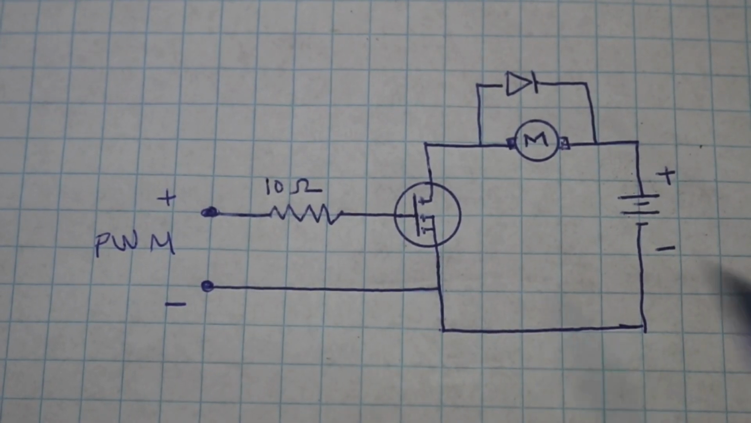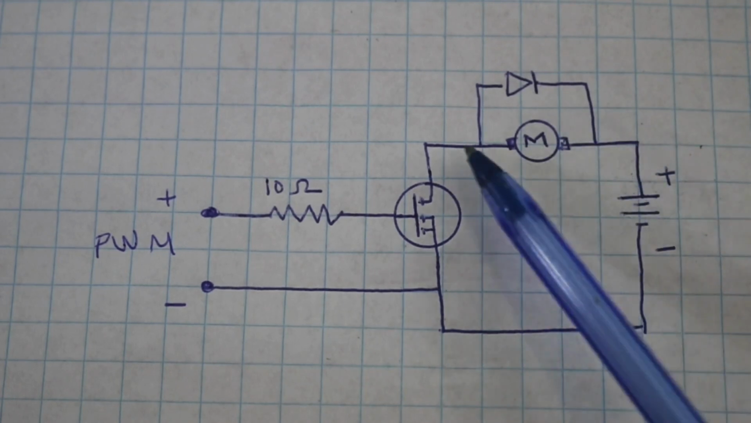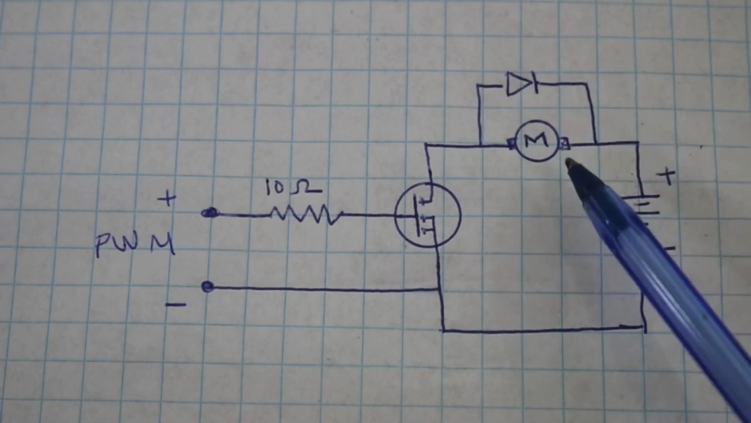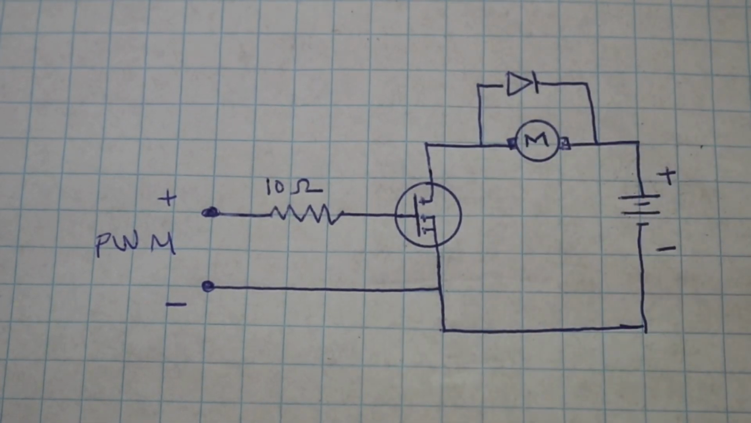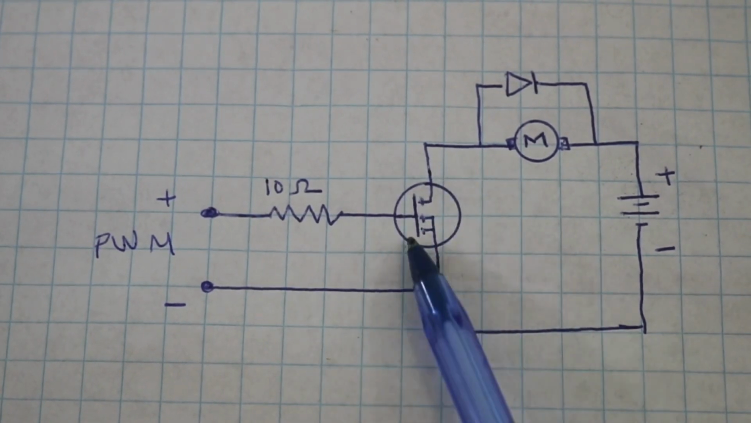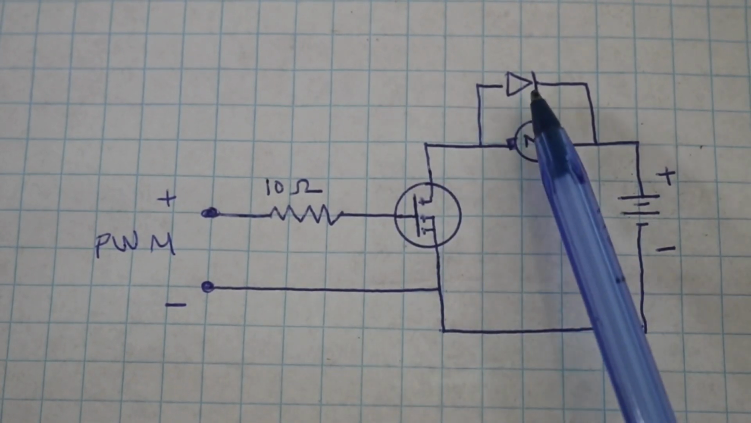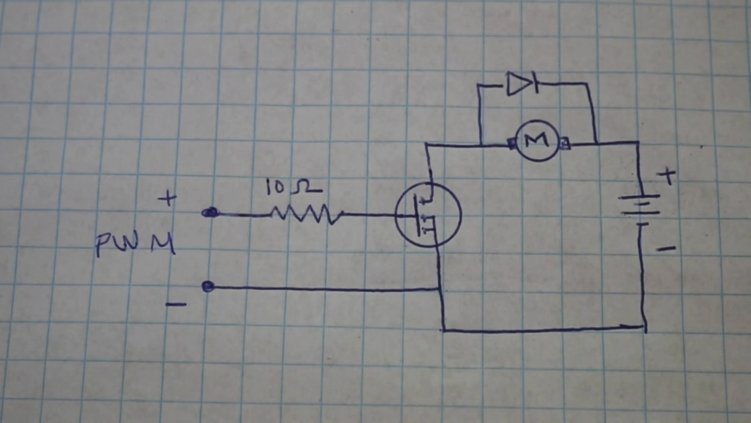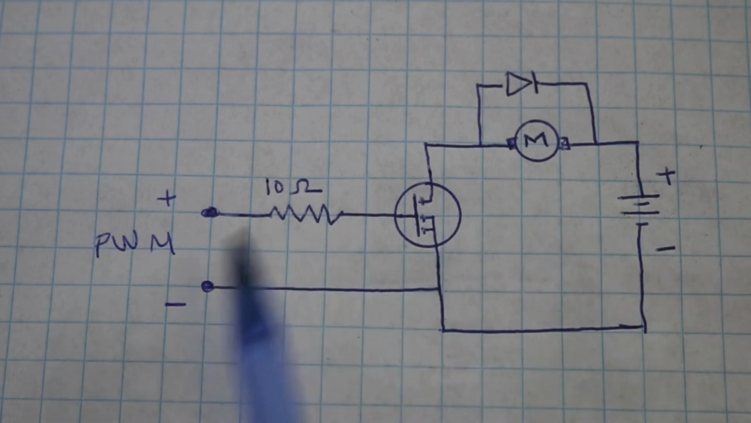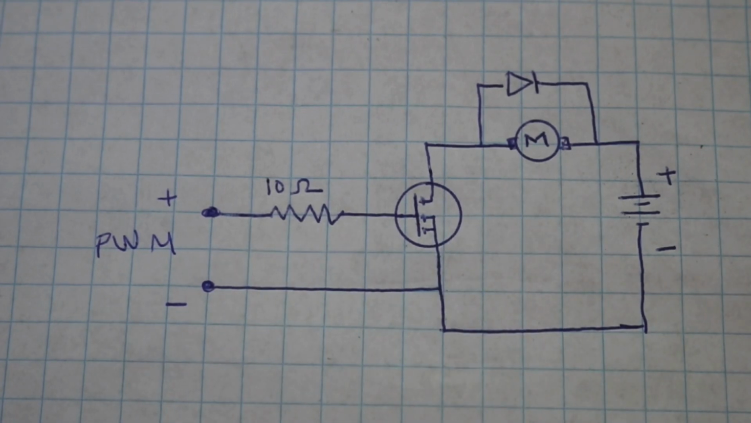Also, you need a diode connected to the terminals of the motors in this direction. This is because the electric motor in its normal working produces voltage spikes that can damage the MOSFET. So the diode is there to absorb those voltage spikes. So let's see the system working with this configuration.